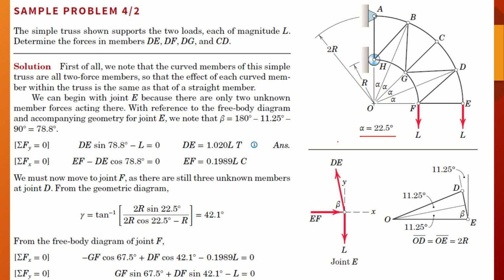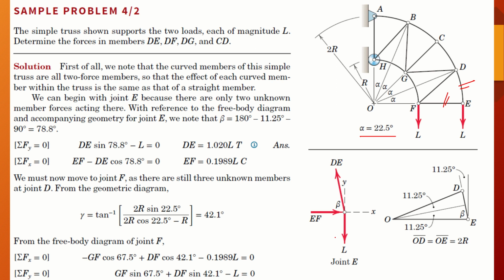In order to solve this, we can start from a joint again with one known external loading and two unknowns. Point E seems to be a perfect candidate. Starting from point E, if we look at this, we can start solving. We know that the two unknowns are DE and FE.